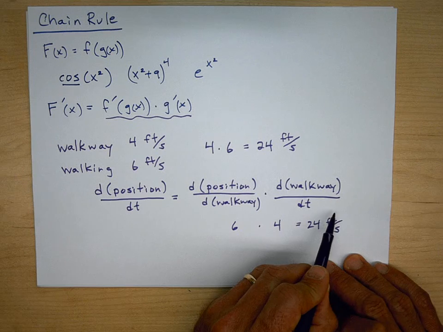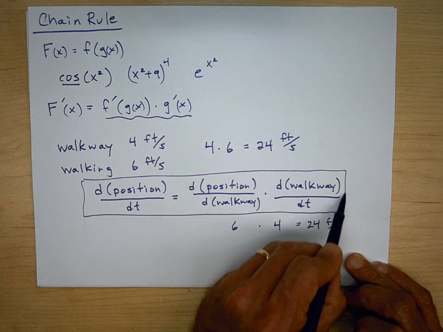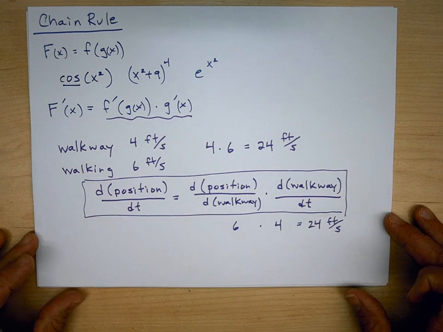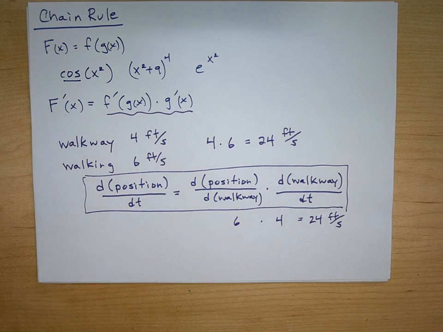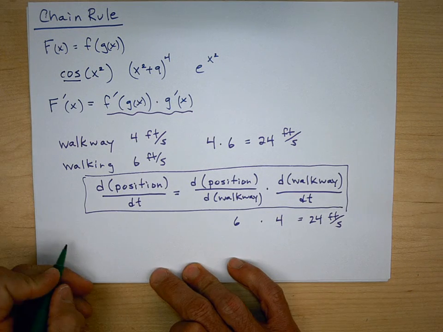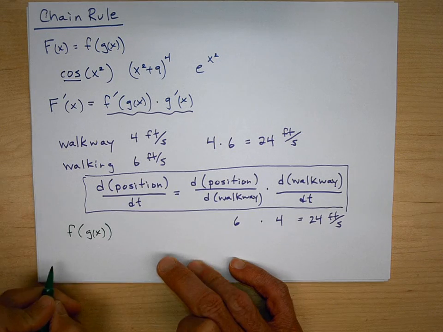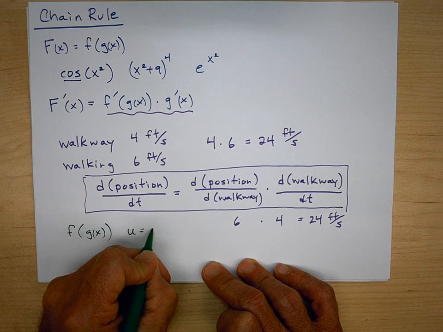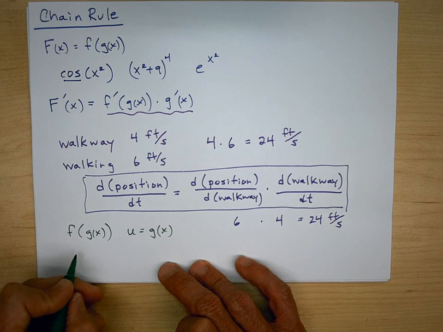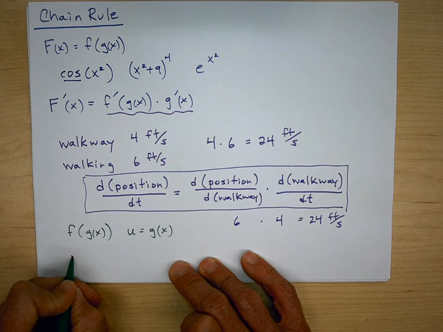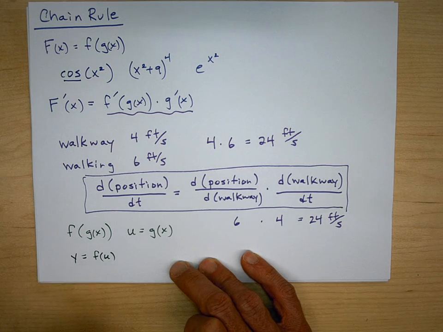And then with this, there's another way of thinking of this, notationally, that I think some students find helpful. So one way to think of it is, if you have this f of g of x, then we might let u equal g of x. We're just going to call it u. And the reason is then you basically end up with something, your function is y equals f of u.